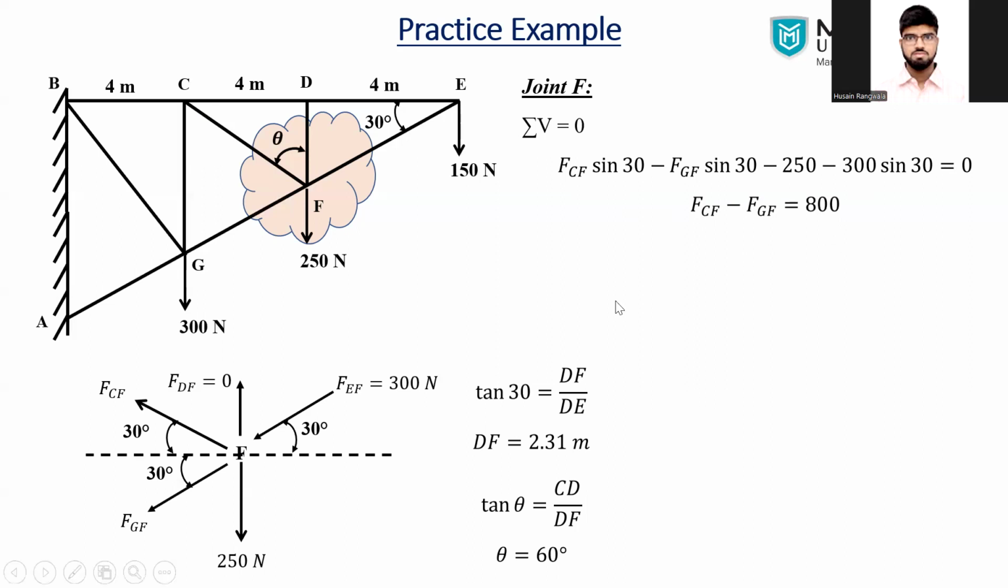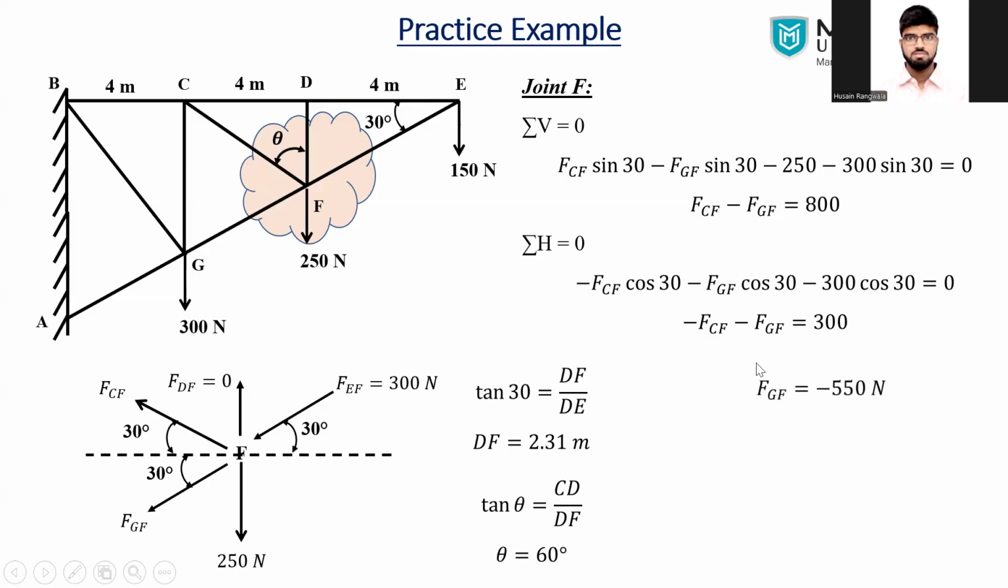Next, we apply the second equilibrium condition, sigma H equal to 0. How many horizontal forces can we see? There are three components, and all three are going to the left-hand side, so we consider them as minus: minus FCF cos 30, minus FGF cos 30, minus FEF cos 30. Again, we simplify the equation: minus FCF minus FGF equal to 300. If you add these two equations, FCF will cancel out, and the answer for FGF becomes minus 550. You just have to add these two equations. It's two simple linear equations and their solution.